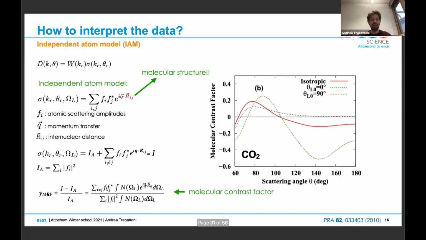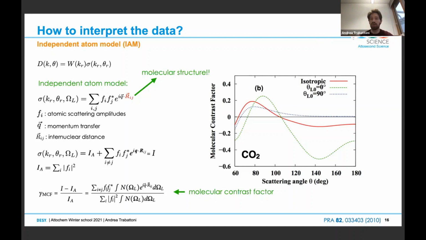And usually people like to define the molecular contrast factor, the MCF, where from the total signal you subtract the incoherent atomic contribution and you normalize to it. And then here is the complete equation where you are integrating, so you are also taking care of the molecular orientation. An important thing that I would like to stress is that, since the phase term that is really telling you the bond length contains the inner product between the momentum transfer of your electrons and the internuclear distance, you would like them to be parallel.